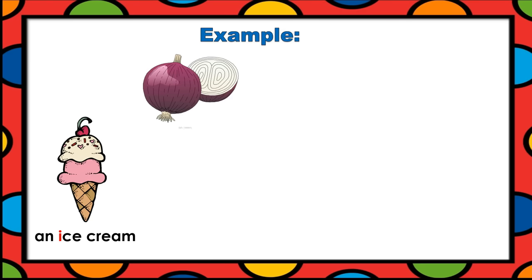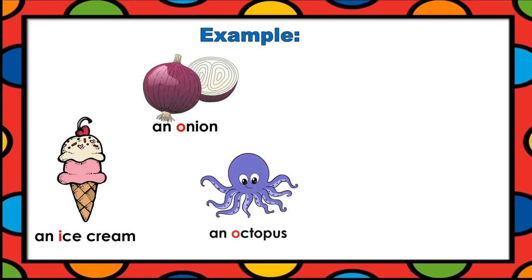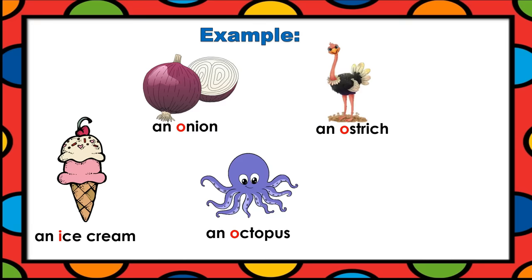Onion. An onion. The word that comes after an is onion. Onion starts with the letter O, which is a vowel. An octopus. The word that comes after an is octopus. Octopus starts with the letter O, which is a vowel. An ostrich. The word that comes after an is ostrich. Ostrich starts with the letter O, which is a vowel.